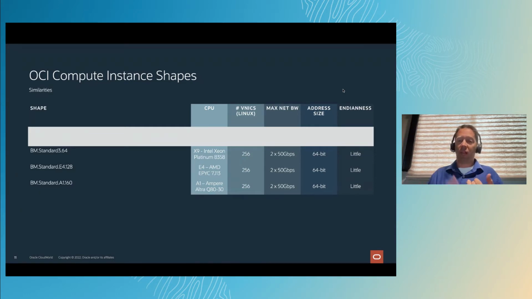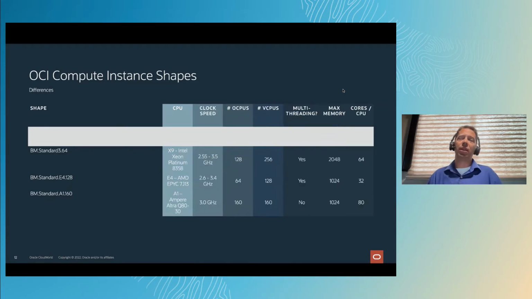We all support the same number of VNICs. And you can see, again, the shape name on the left there as well. Maximum network bandwidth is going to be the same. Address size is the same, and endianness is the same. They're all little endian platforms, 64-bit architectures.